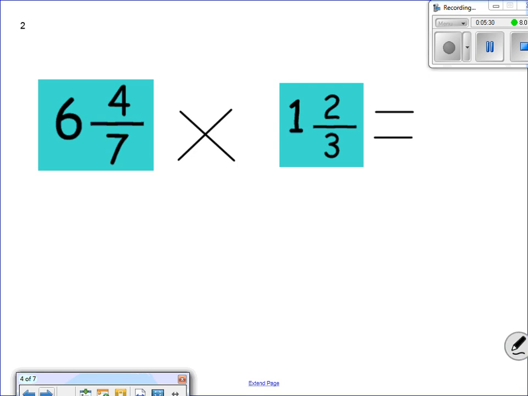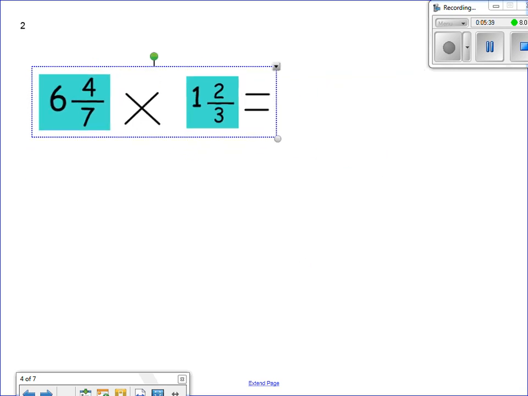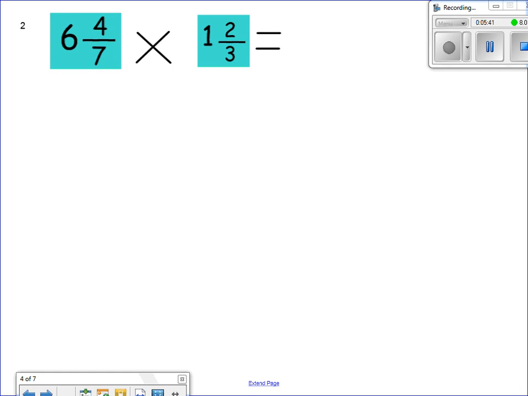6 and 4/7 times 1 and 2/3. So the very first process we're going to have to do here, I'm going to make these a little smaller here for us, is change these into improper fractions. 7 times 6 is 42 plus 4 is 46 over 7. 3 times 1 is 3 plus 2 is 5/3.